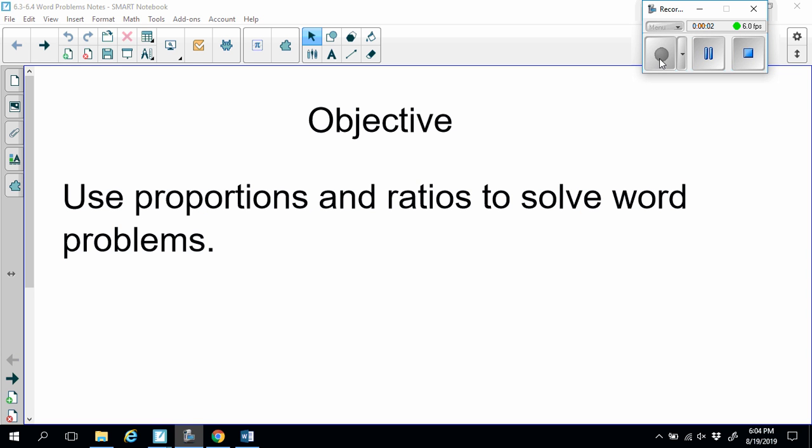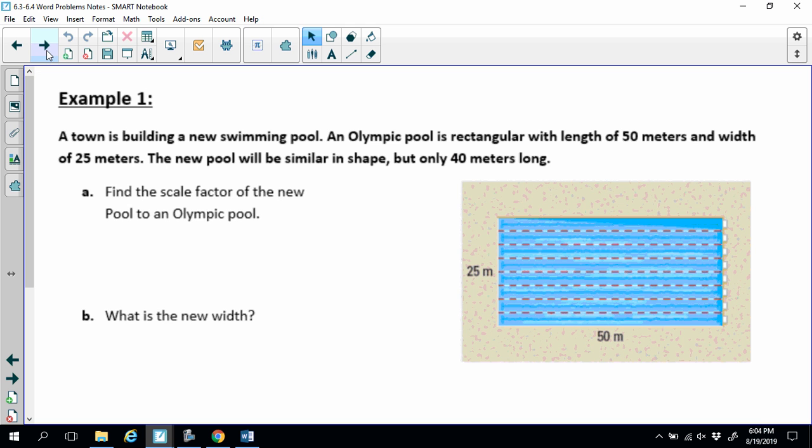So these are the notes for 6.3, 6.4 word problems. The objective is to use proportions and ratios to solve word problems. So let's go ahead and try example 1.